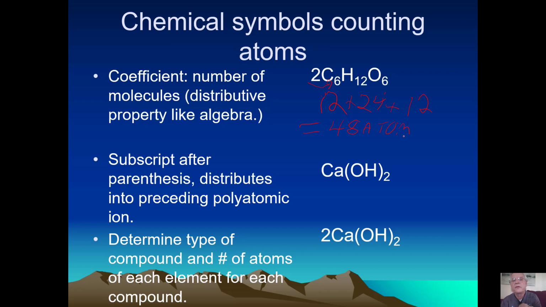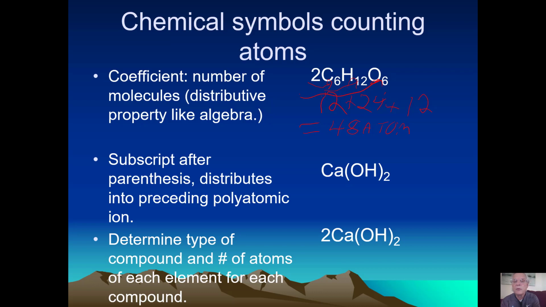So this is simply a distributive property. 2 times 6, 2 times 12, and then 2 times 6. That isn't so hard. The next one says it has a subscript. Now this subscript says it's a little different.